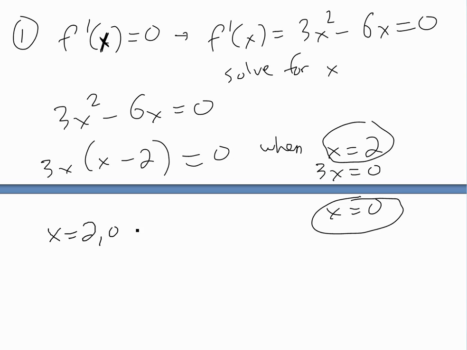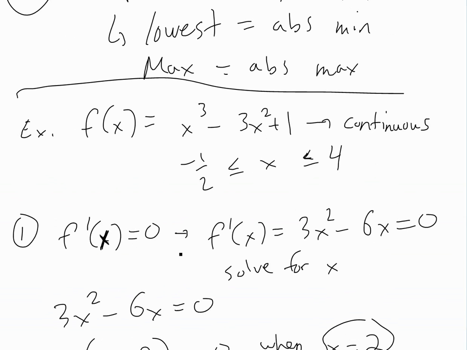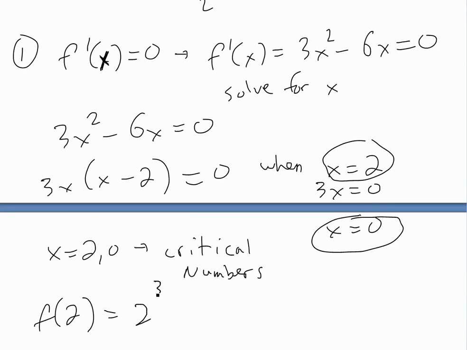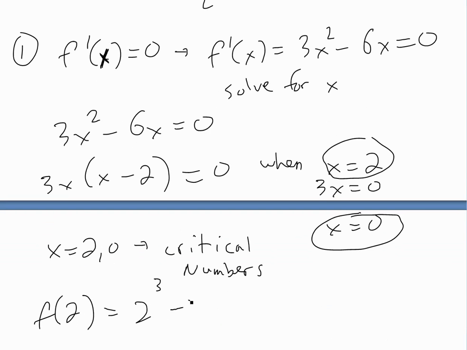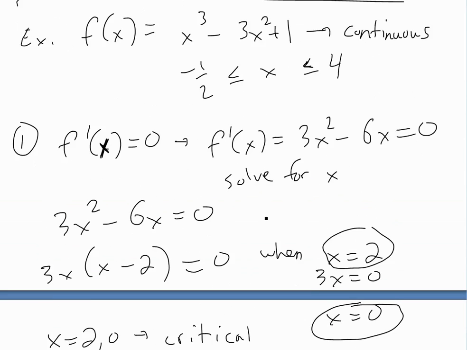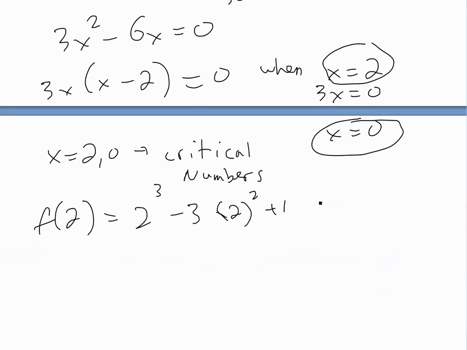So x equals 2 and 0 are critical numbers. Now to get the critical points, all we have to do is find the y value. So we plug in f of 2. This is 2 cubed minus 3 times 2 squared plus 1. So this equals 8 minus 12, since 3 times 4 is 12, plus 1. This is -4 plus 1, which is -3.